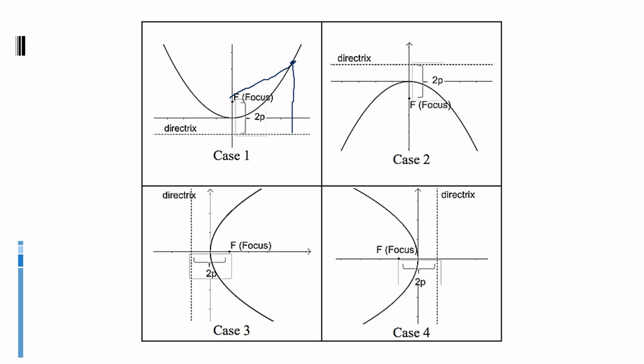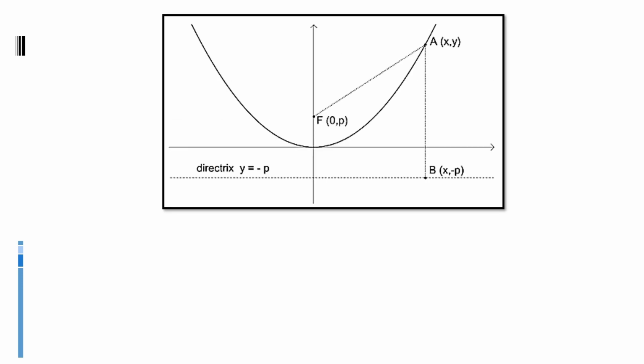Now, I will show case 1 and case 4, the equation of the parabola where the vertex is at 0, 0. For case 1, since 2p is the distance between the focus and the directrix, then we can say that the vertex to the focus is p, and the vertex to the directrix is also p. So we have the focus at 0, p and the directrix y equals negative p. Okay? Now, let's have a point A, an arbitrary point with coordinates x, y, and point B with coordinates x, negative p because it lies on the directrix.